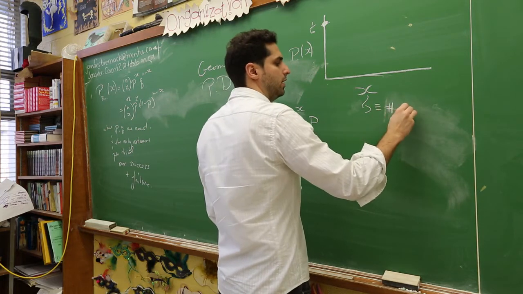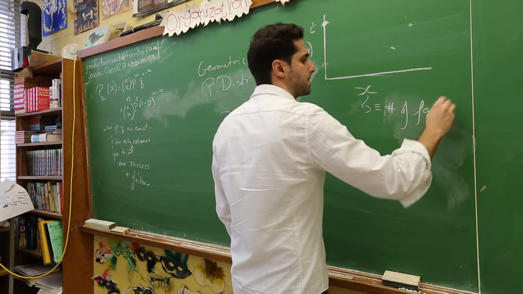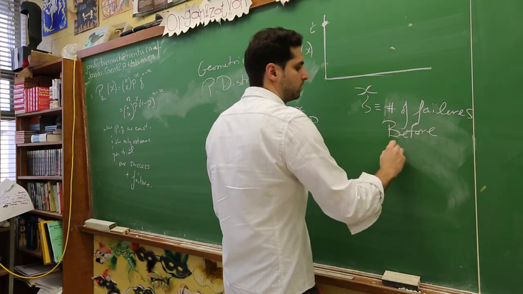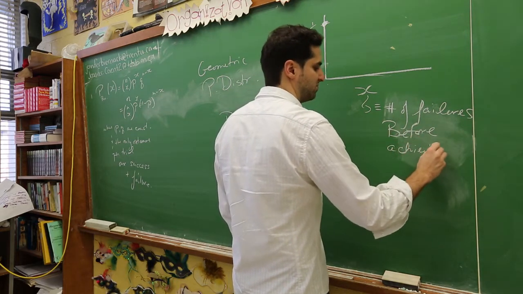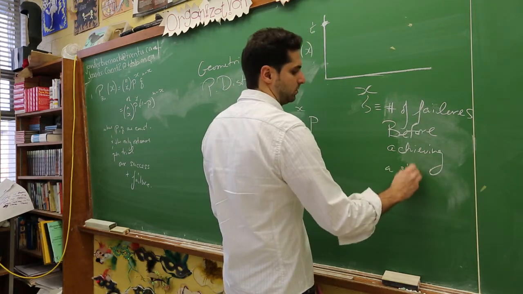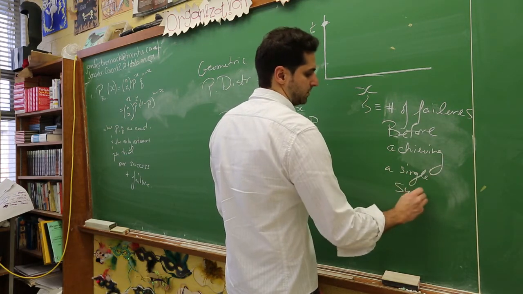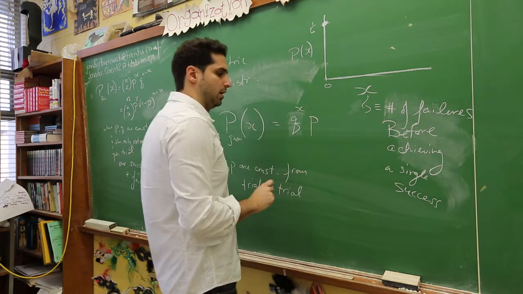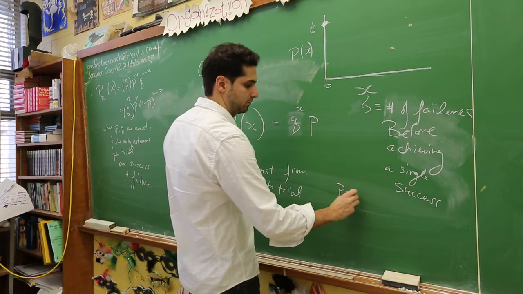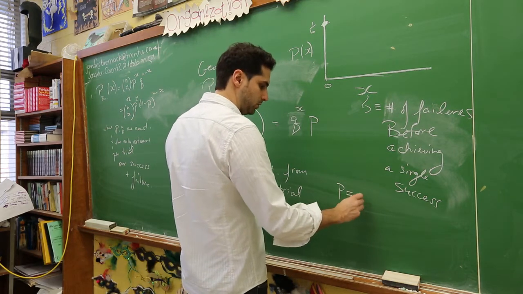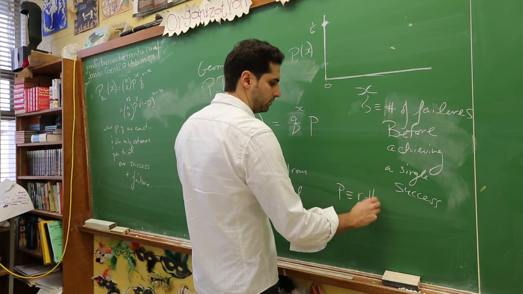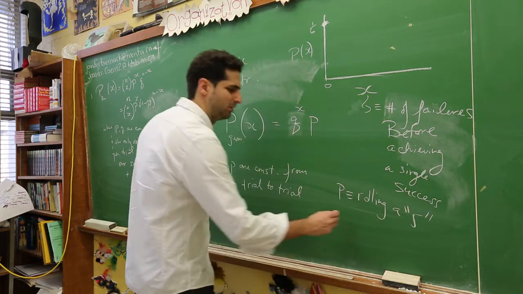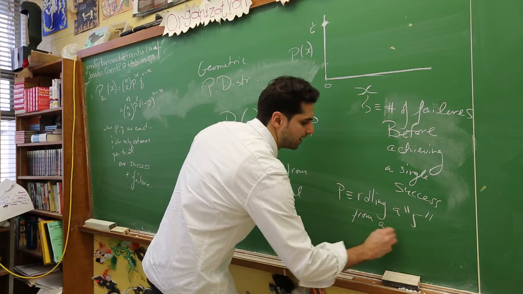Sorry. X is the number of failures before achieving a single success. And we'll define P as the probability of rolling a, what did we say, a 5? Yeah. From a single die roll.